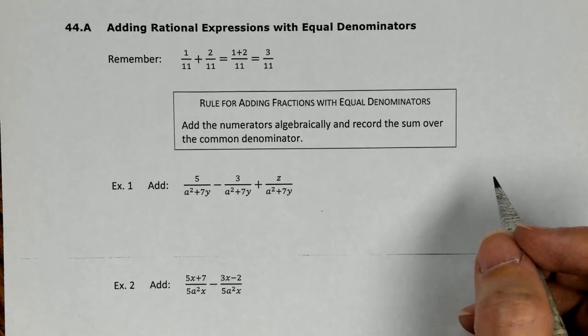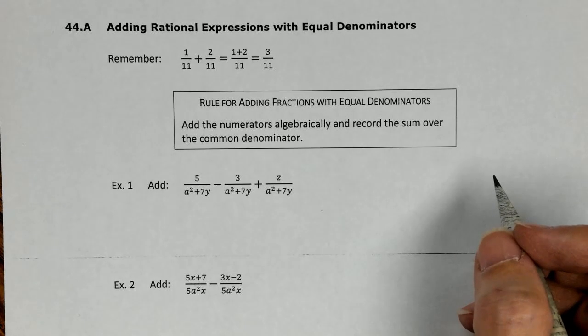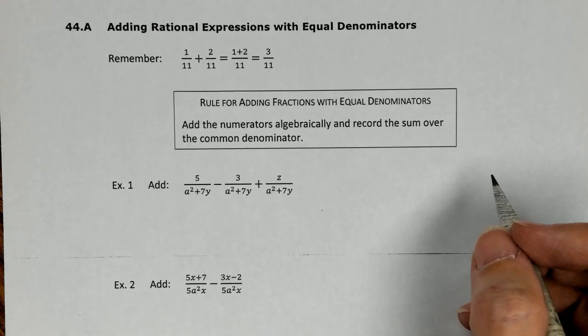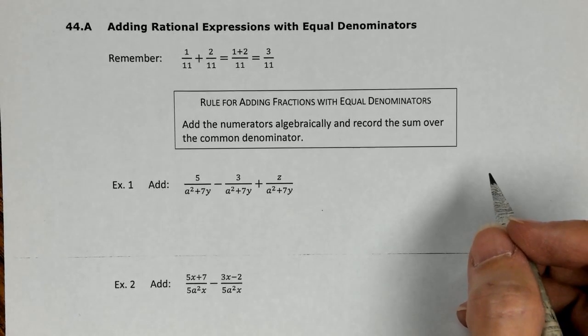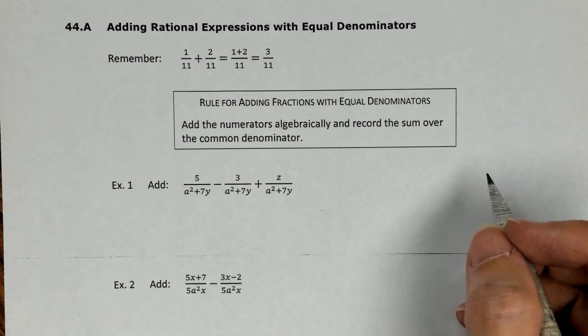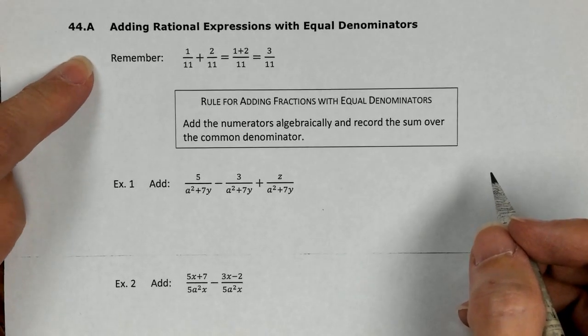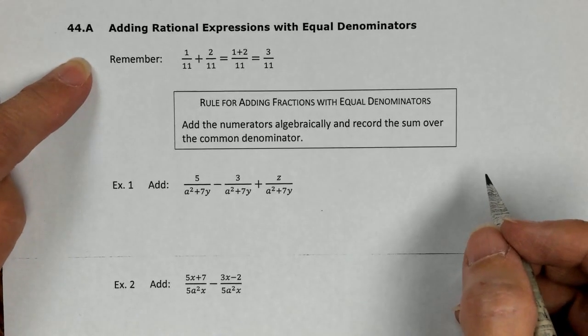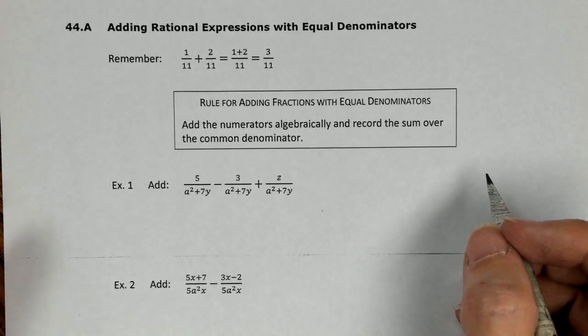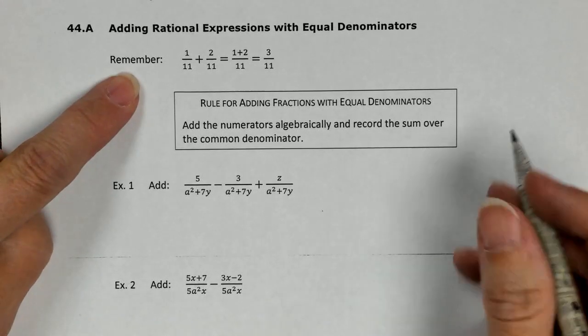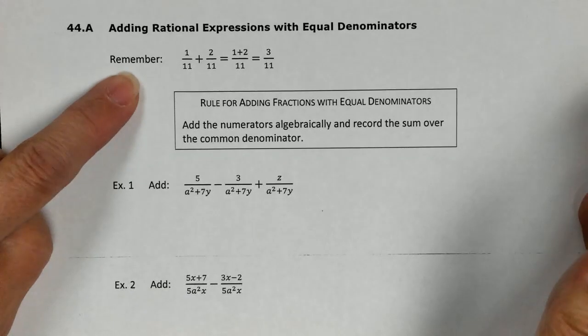Algebra 1, Lesson 44. Part A is about adding fractions that have the same denominator. I just rephrased the title of this. First we're starting out looking at fractions that have no variables, just to remind you, you know how to do these.